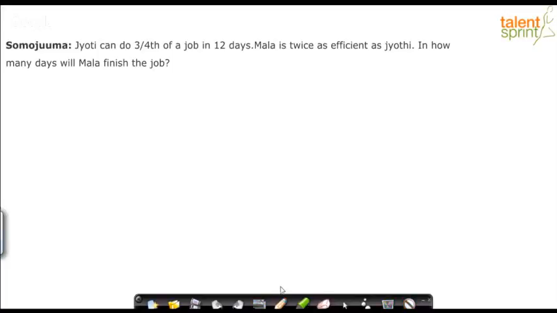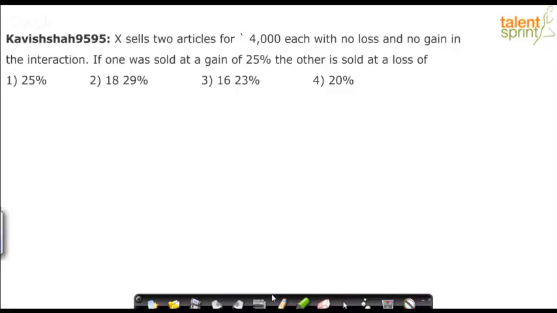Next one. So see, even the one posted by Somu is very, very simple. I'm sure Somu has not gone through the time and distance video properly, time and work video properly. That's not difficult at all.